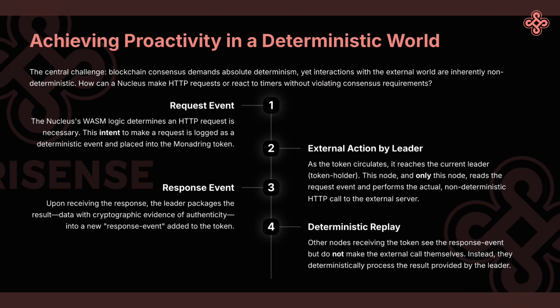First, let's explore how to achieve proactivity within a deterministic framework. This represents one of the most groundbreaking and technically challenging aspects of the nucleus. The promise of the active blockchain is that on-chain agents can interact with the off-chain world. However, this introduces a fundamental paradox. Blockchain consensus requires absolute determinism. Every node executing the same transaction log must reach the exact same final state.